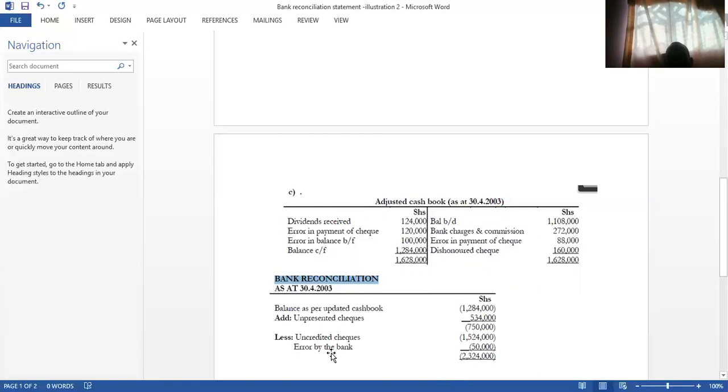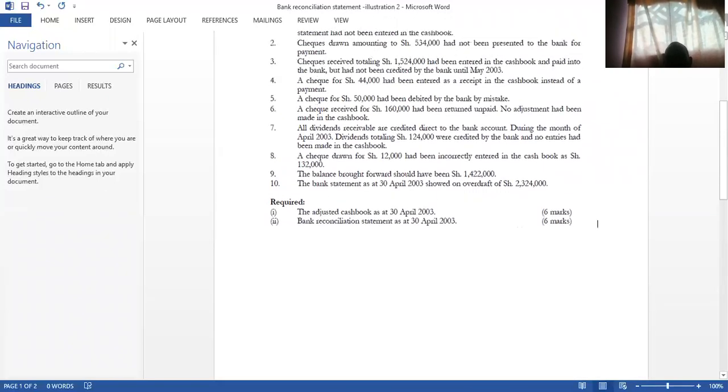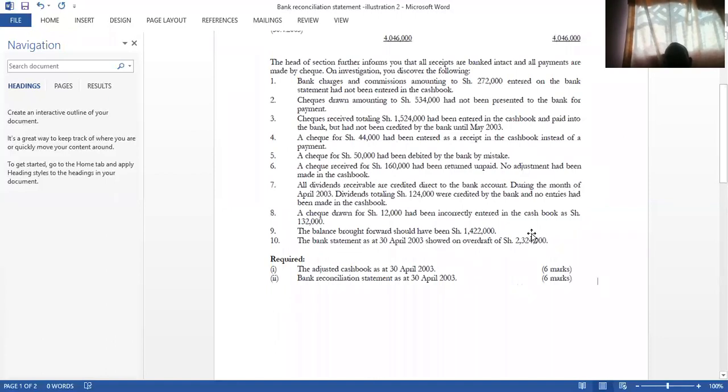Don't forget to minus the error that was made in the bank, which is actually increasing our bank balance of this amount. And now you get 2,324,000, which you need now to compare with the figure that you have provided here. The figure that you have provided here should be actually the same. So when it comes to bank reconciliation statement, it is very, very clear.